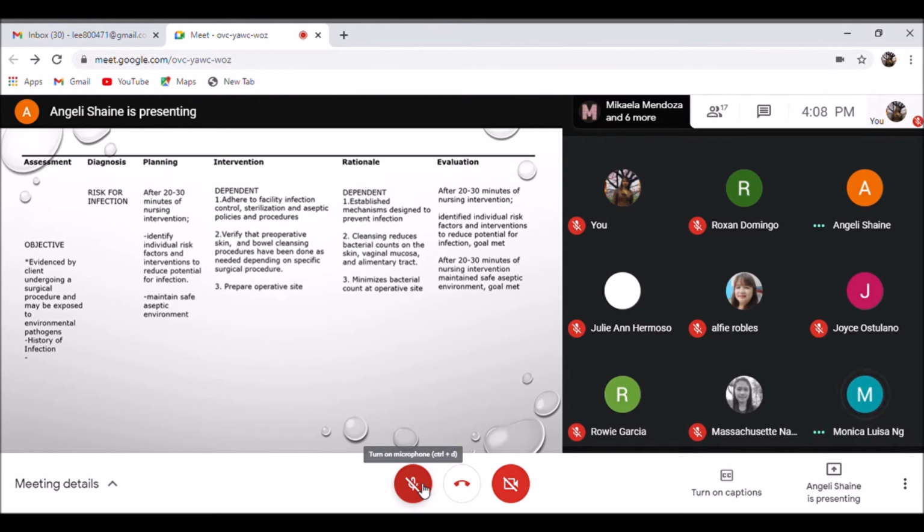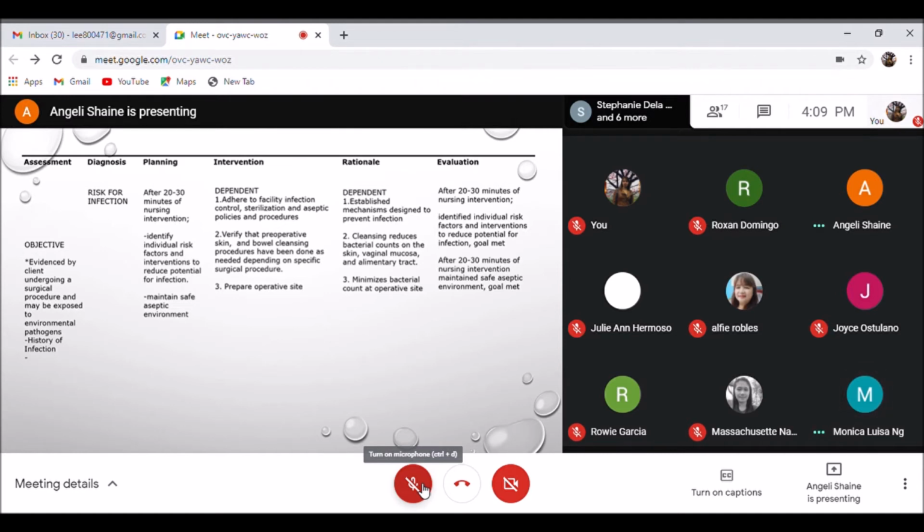Assessment for risk for infection. Objective: it is evidenced by client undergoing a surgical procedure and may be exposed to environmental pathogens, history of infection. Diagnosis: risk for infection. Planning: after 20 to 30 minutes of nursing intervention, the patient will identify individual risk factors and interventions to reduce potential for infection. Maintain safe aseptic environment.